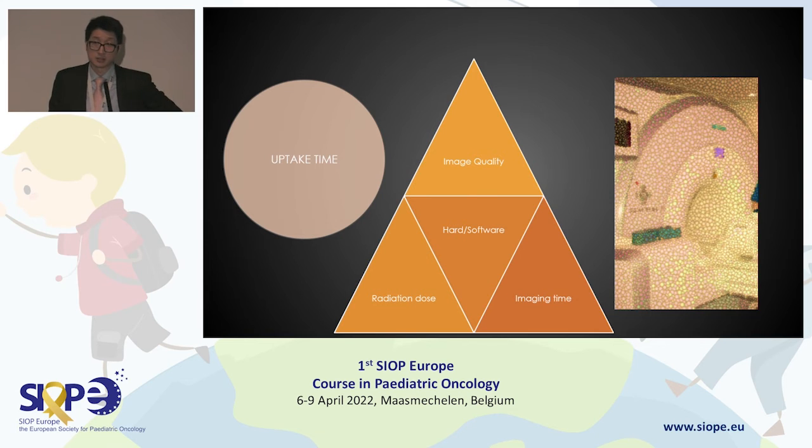Conversely, if you are happy to forego some of the image quality, you can scan faster. So for instance, if you're happy to give a high dose of radiation, I don't care about radiation dose, then because you've given a high dose, you can actually afford to scan quicker, and you will still get the same image quality. On the other hand, if you say radiation dose is important for me and for my center and for my patients, then for the same image quality, you would need to scan for longer.